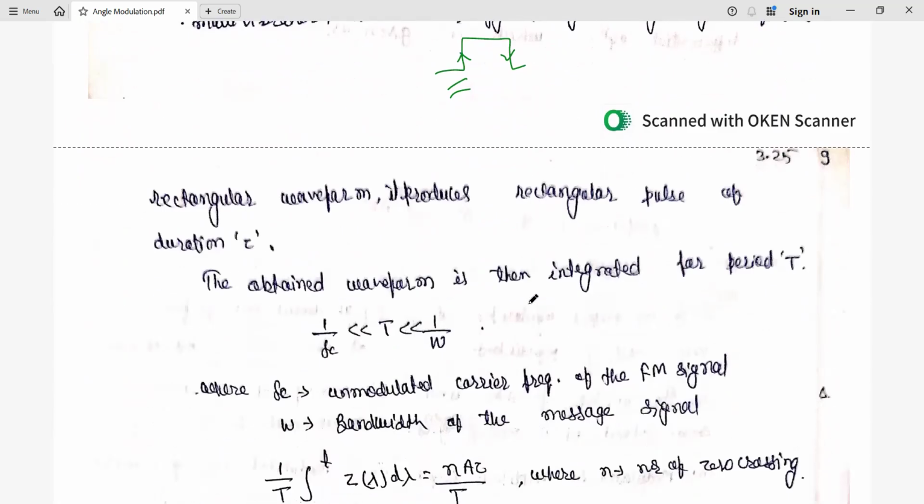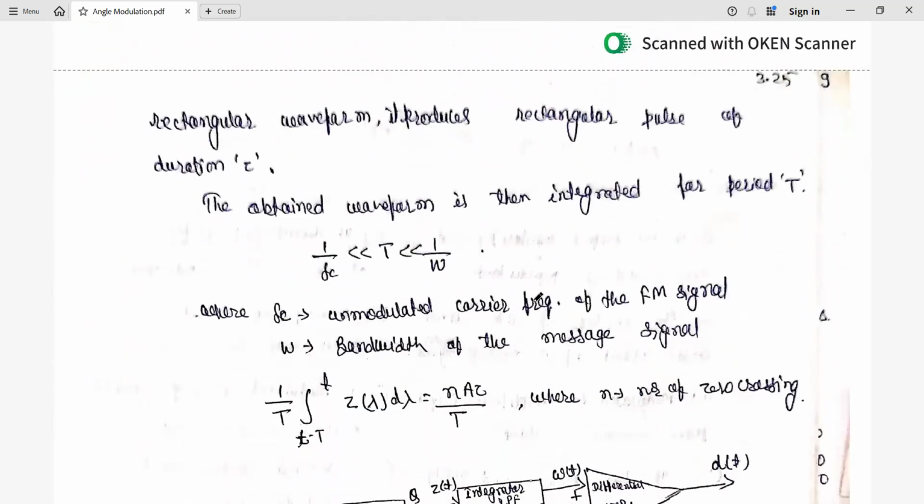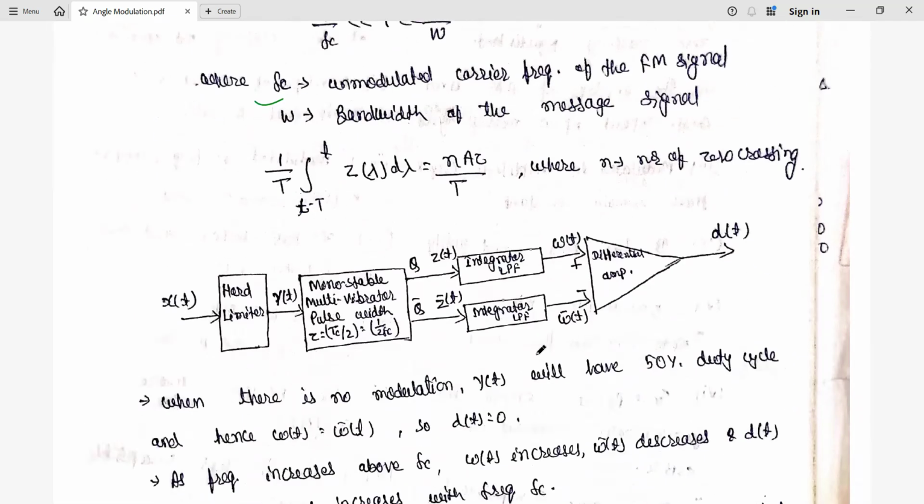So this is the positive edge trigger, like you are seeing in case of flip-flop also. And this pulse duration is tau. So finally, in terms of relation, we have 1/fc much less than the time period of this, and the time period is much less than 1/omega, where fc is the frequency of the unmodulated carrier, and omega is the bandwidth of the message signal.